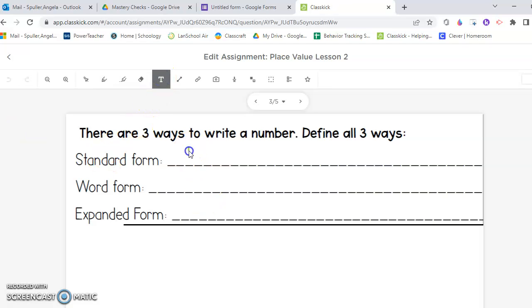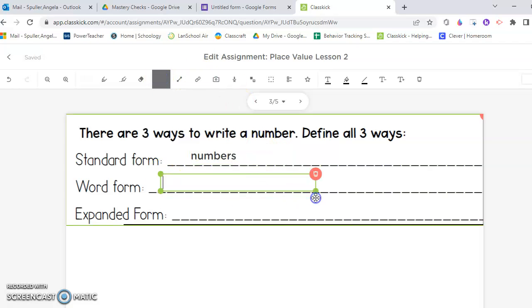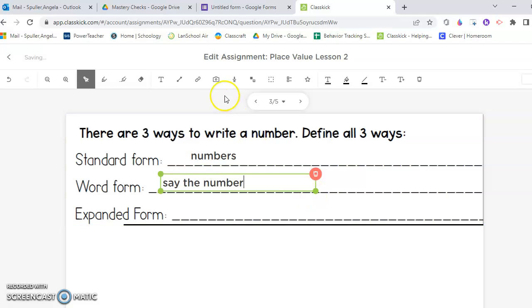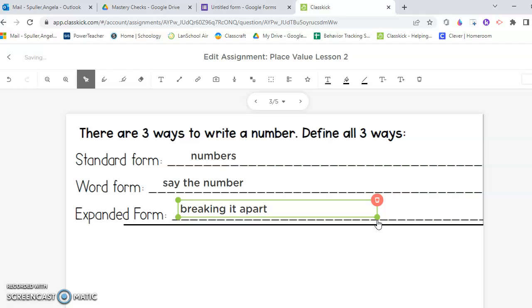The standard form, remember we said it was just numbers. We said the word form is how you say the number. And expanded form is taking it and breaking it apart.